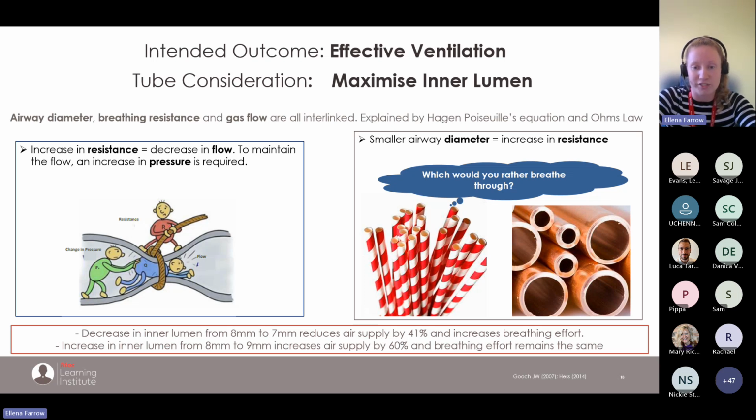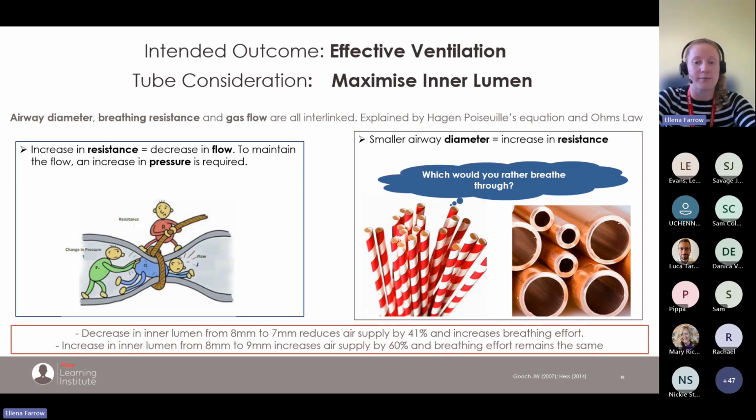The next law, which is one I can never pronounce, so do forgive me, is Hagen-Poiseuille's equation, which is based on the law of tubes. And that explains the impact of diameter on resistance. So in basic terms, a smaller airway diameter increases breathing resistance. So it means it's harder to breathe through a smaller airway diameter. If you look at the 2 images of the straws and the pipes, it'd be harder for us all to breathe through the straws compared to those wide pipes on the right.